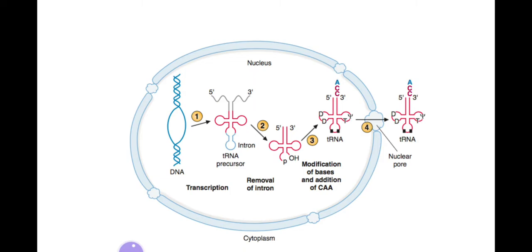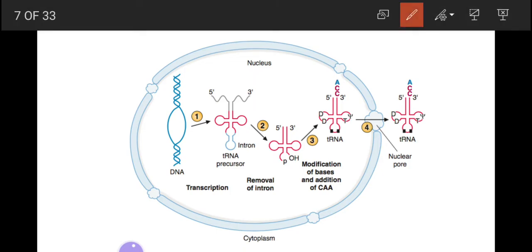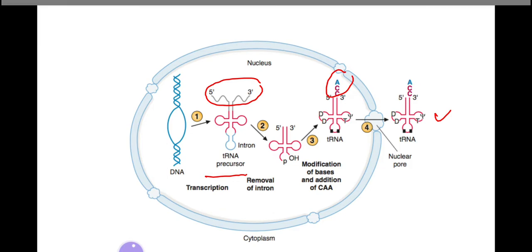This is the same picture for the transfer RNA, showing that the longer precursor of the transfer RNA is synthesized. The intronic region, the blue color, is removed, and a few regions at the 5' and 3' end are removed, and there is modification of the bases, and also there is the addition of CCA, and after all its modification, it is exported out, and the mature transfer RNA is now present in the cytoplasm.